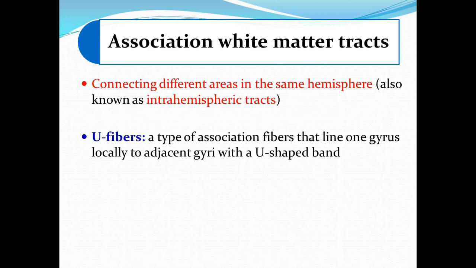The association white matter tracts, the second category of white matter tracts, are white matter fibers that connect different areas in the same hemisphere. They are also called the intrahemispheric tracts. So these are within the same cerebral hemisphere, connecting several areas. U fibers are a type of these association white matter tracts, as we said before, that connect one gyrus locally to the adjacent gyri with U-shaped white matter bands.